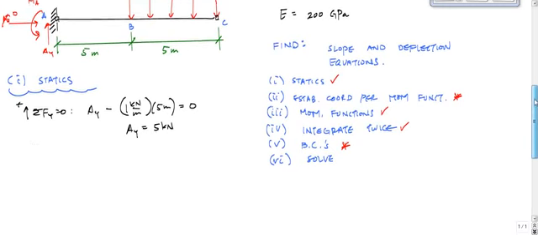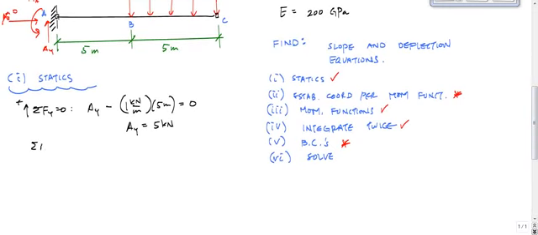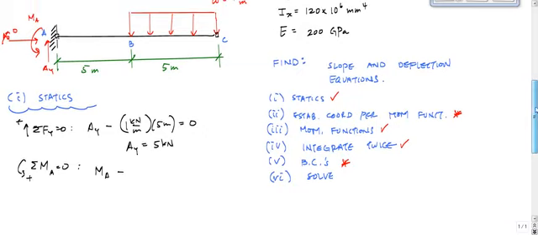Then the sum of the moments about A equal to 0. Here this would tell me that MA minus 1 kilonewton per meter times 5 meters times the arm, which would be 5 plus 2.5, 7.5 meters, is equal to 0.